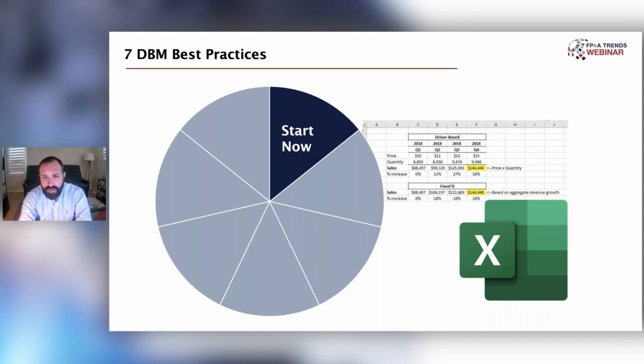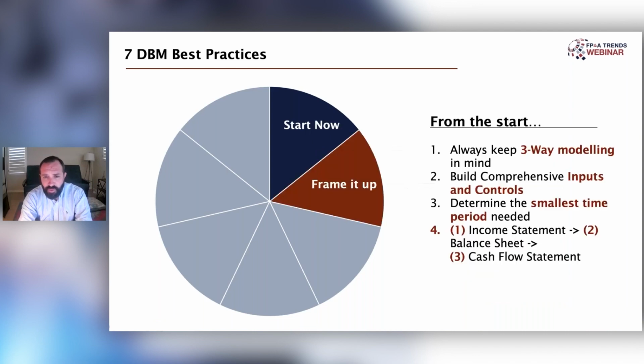The next one is you want to frame up the situation. From the start, there are some things we always want to keep in mind, and one of those is three-way modeling. If there is a change in an operating expense, you would want to see that flow through the balance sheet, maybe as accounts payable, and then subsequently hit the cash flow statement as a change in working capital. So it's always important as you build the model to keep in mind that you want it to be fully integrated, and it's easy to do that in Excel.